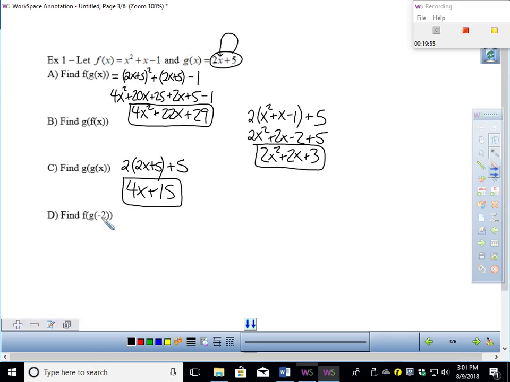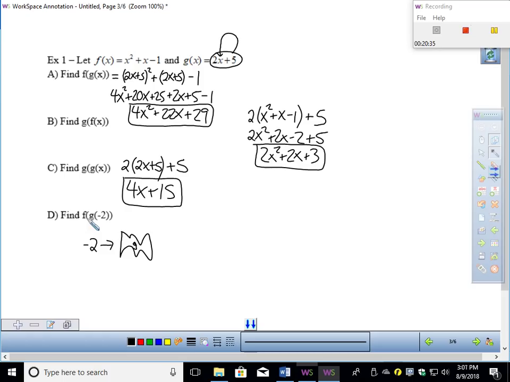All right, inputs, outputs. That's what functions are all about, so let's keep that going. I start with -2. In fact, I'm going to do a flowchart on this one, not that it matters. And it looks like that -2 is going into the g function.